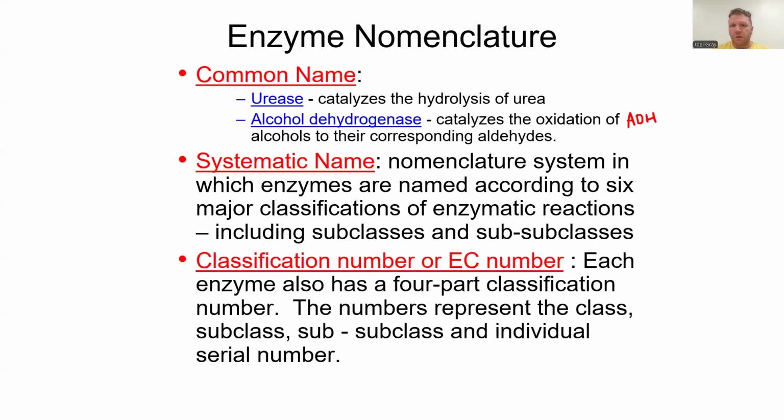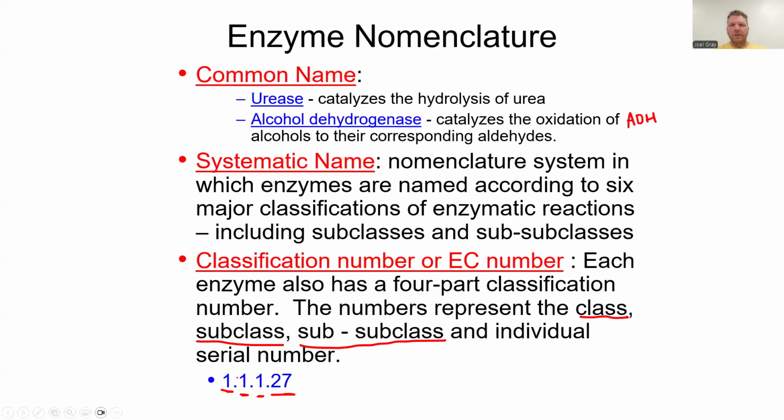Now, this classification, or EC numbering scheme, is what we'll look at and what we were just looking at. Each enzyme has a four-part classification number. The first number represents the class, so that one, our oxidoreductases, is the class. The second digit would be a subclass. The third digit would be the sub-subclass, and this last digit would be the individual serial number.